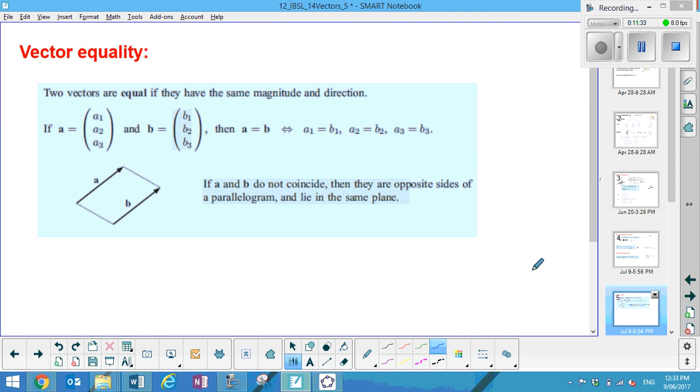If 2 vectors are equal, then the direction, these will be the same. So A1 will equal B1, A2 will equal B2, A3 equals B3. So it doesn't mean that they're in the same location, it just means they're the same magnitude and same direction. They could be opposite directions, but they're going to be parallel, but they won't be equal. All right, so just be careful. If they're equal, it's got to be the same of everything.